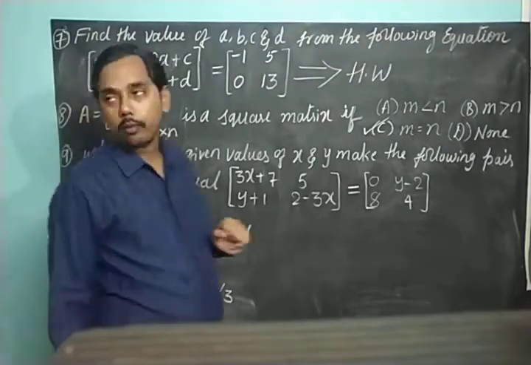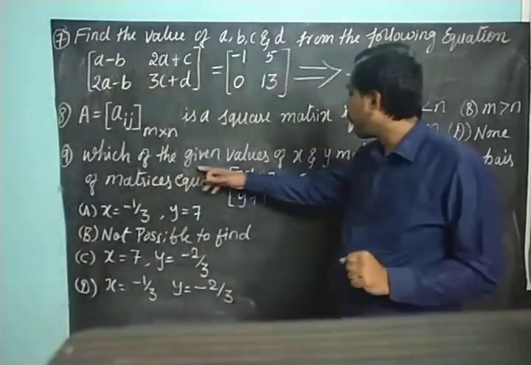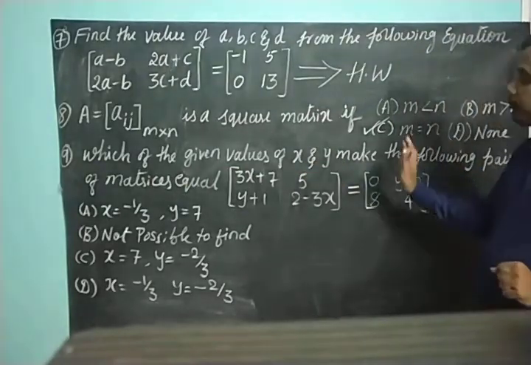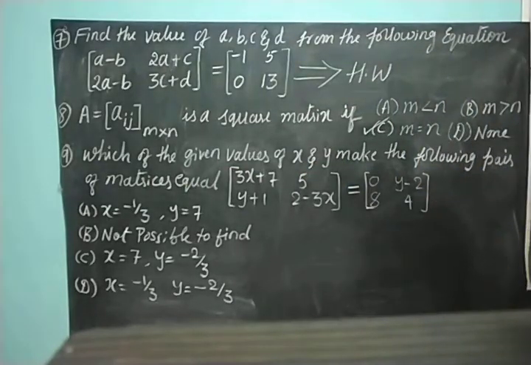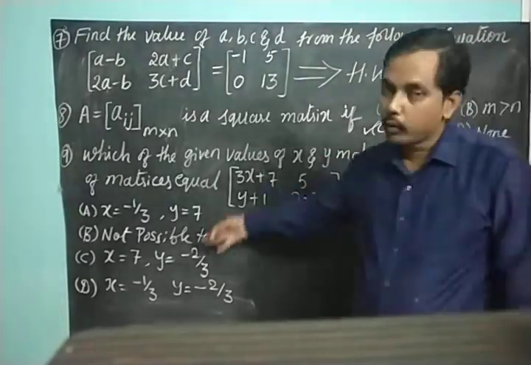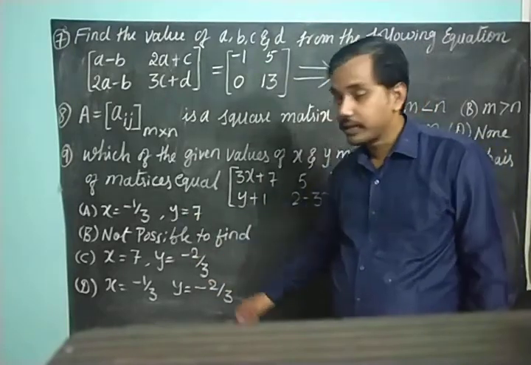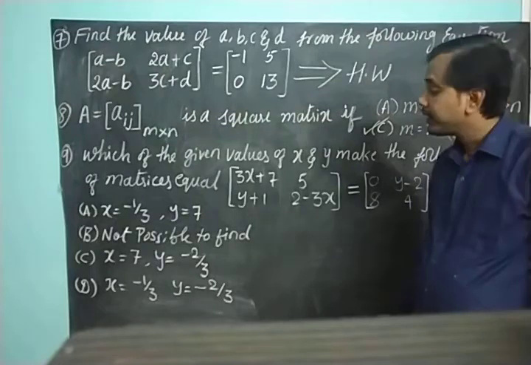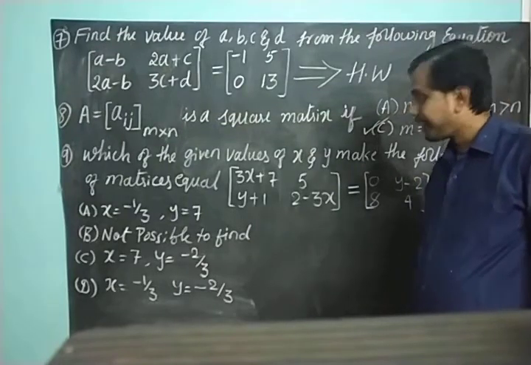Coming to the 9th problem, what have they given here? Which of the given values of X and Y make the following pair of matrices equal? That is nothing but we need to find the values of X and Y. They have already given the values of X and Y here. Right? So we just need to find it. Okay?